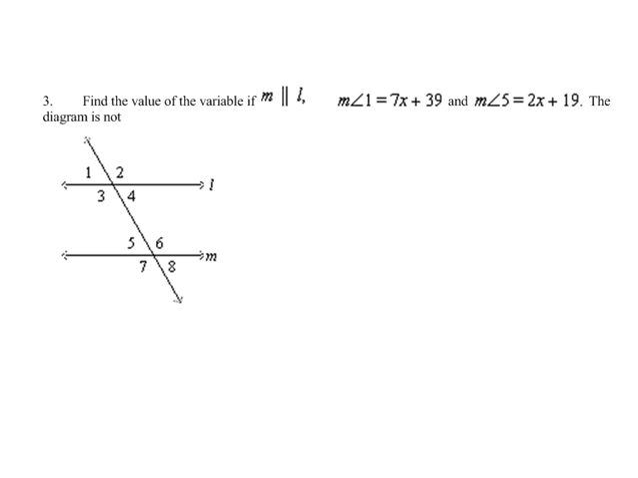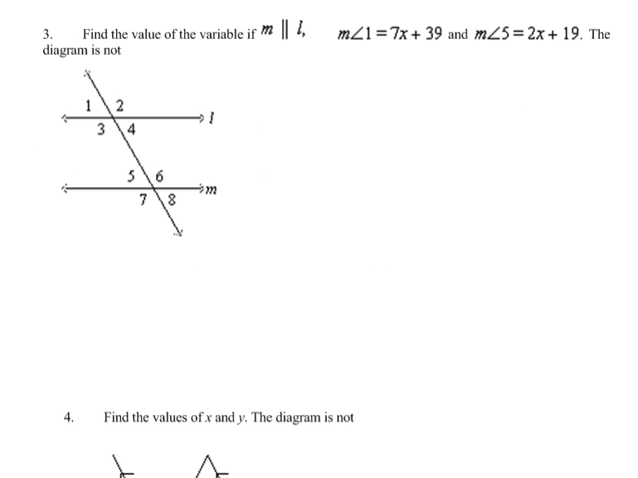Number 3, find the value of the variable if M is parallel to L. If we want to find the value of the variable if it's parallel, we want to treat it like it is parallel to solve. We're looking at angle 1 and angle 5, and we're given measures for both. First of all, we need to identify what type of angles those are. Those are corresponding angles. So think about it. If we could show that corresponding angles are congruent, then the lines would be parallel. So that means angle 1 would need to be equal to angle 5.